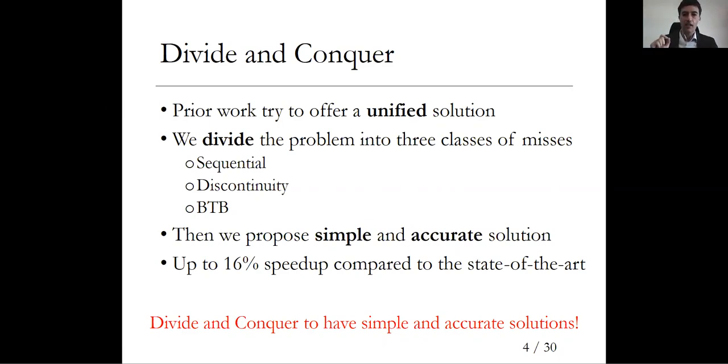We attack each sub-problem individually. We propose a solution to address the sub-problem. We combine the problems to the solutions together to form a single solution to address the whole front-end bottleneck. And we show that using this divide and conquer approach, we can improve the speed up over the state-of-the-art prefetchers by up to 16%.